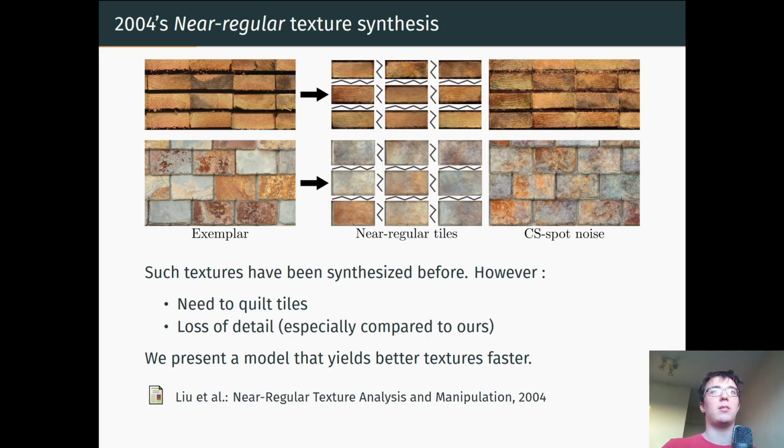Those kind of patterns are not unknown in the literature, and they were already synthesized before under the name of near-regular textures. In this paper of 2004, a set of base tiles are computed and then blended and quilted together to create output textures. We propose a new approach which does not require tiles to be quilted and also turns out to produce textures with more details. More detailed comparisons with this paper, as well as similar works, are provided in ours.